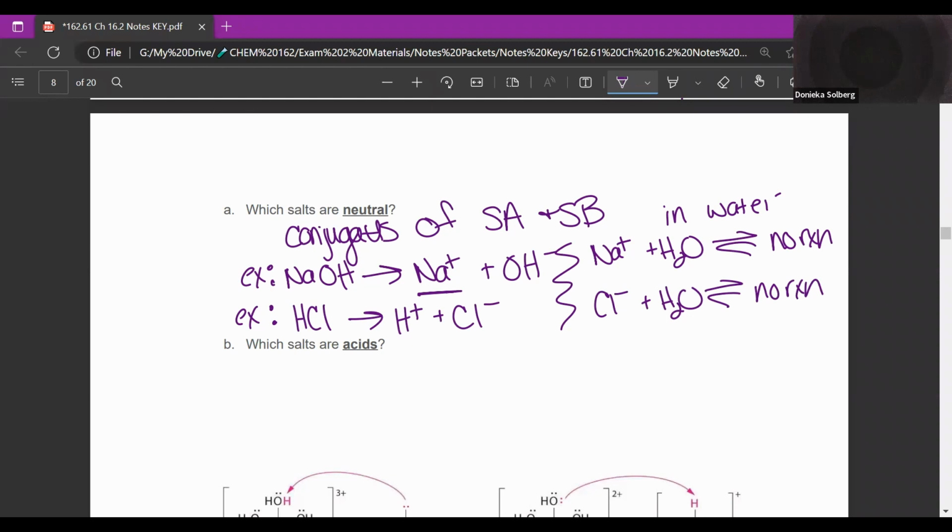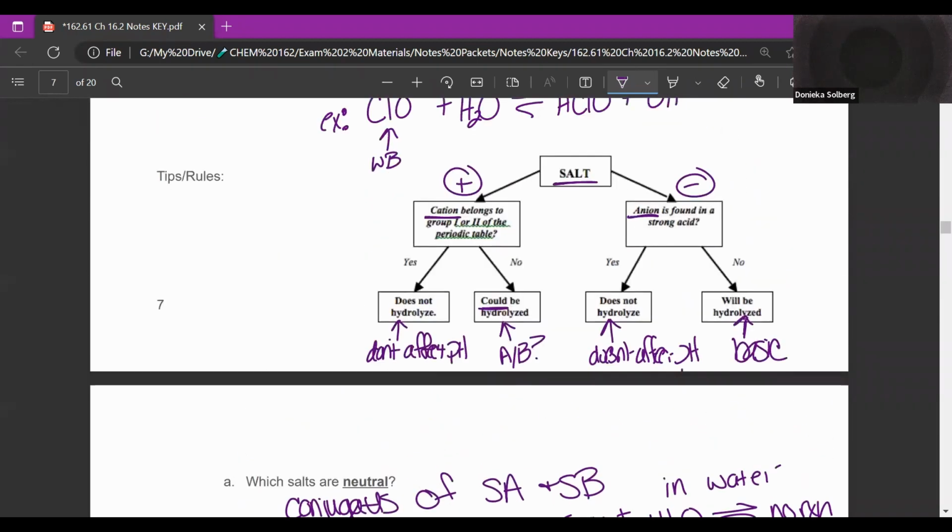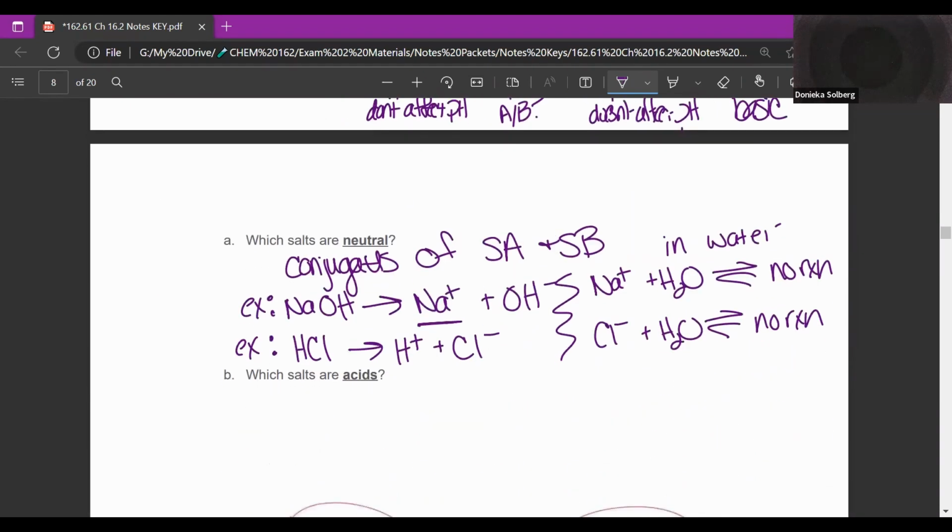So what things are acidic? If I look back up at my little flow chart here, what makes something acidic? Well, if it's not a group 1 or group 2 and it's a metal, we're going to talk about those in a minute, or if it is a conjugate of a weak base. Here's my example: NH4 plus is my go-to example of a conjugate of a weak base. That's what's going to make it acidic.